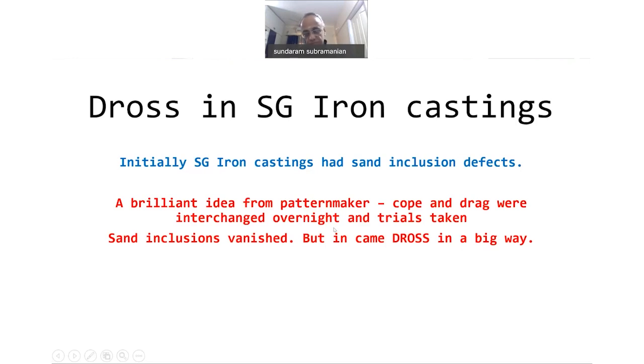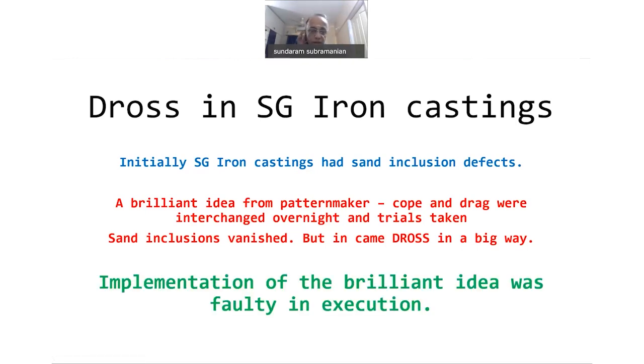He was given the full responsibility to execute that, and he did it overnight, and the trials were taken. And he was good. Sand inclusions definitely vanished, but in came dross in a big way. Poor fellow, he was questioned again. What was the missed opportunity? The implementation of the brilliant idea was executed poorly. What is the problem? How was it missed?